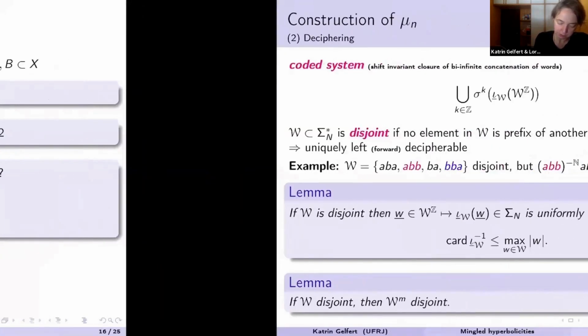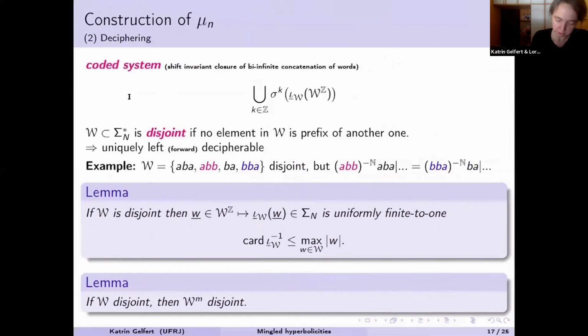Okay, so this leads us to studying, for some part, coding theory. Again, we have here our set of words, finite words in your original word space, and we concatenate these words to be infinite sequences, bi-infinite concatenations of these words. And this leads to the study of so-called coded systems. Coded systems are just bi-infinite concatenations from a set of words. Well, here it's a finite set of words. And then you need to take the shift invariant closure.